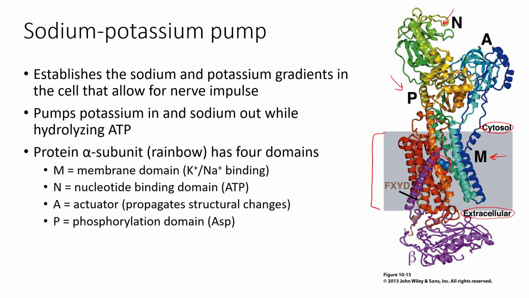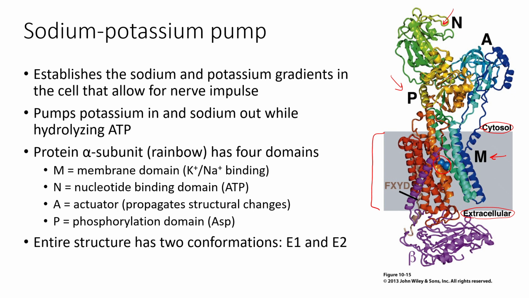And so the hydrolysis of ATP and the binding and unbinding of these phosphate groups help to make these conformational changes, especially in this region of the sodium-potassium pump, that help it to be open to either the cytosolic side or the extracellular side, where it can help then to pump, again, our sodium out of the cell and our potassium into the cell. And so just as a summary of that, the entire structure as a whole has two main conformations, and we call them E1 and E2.